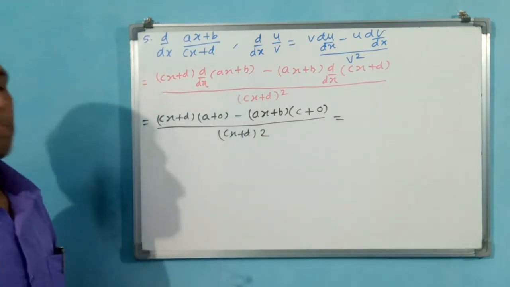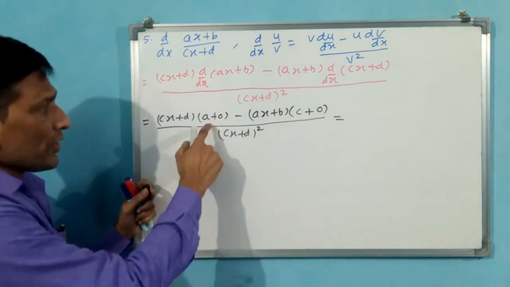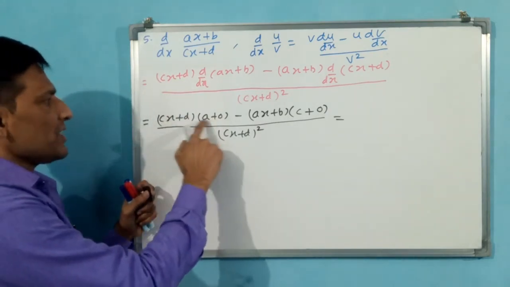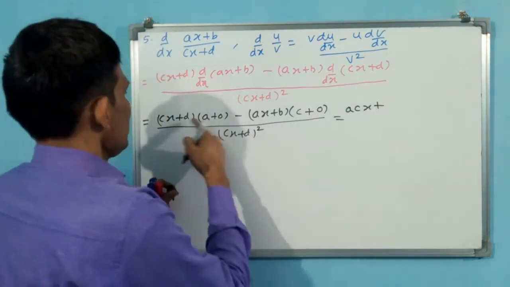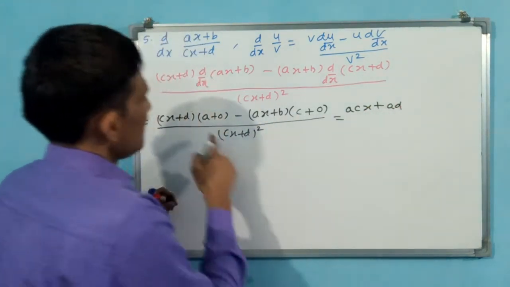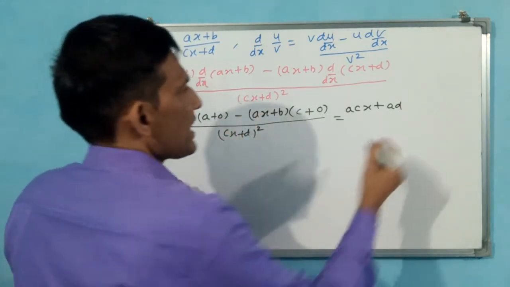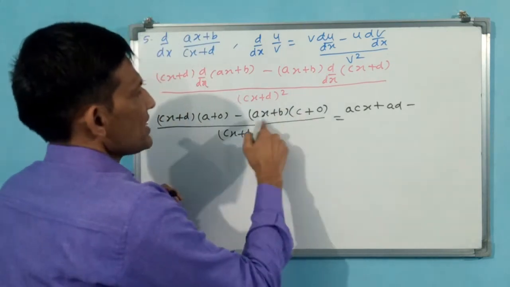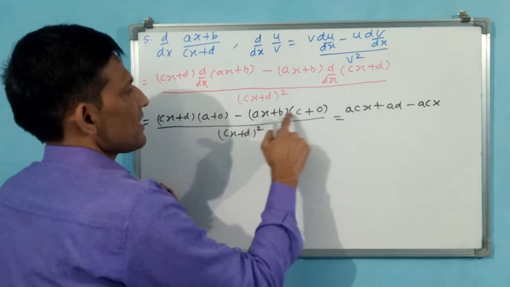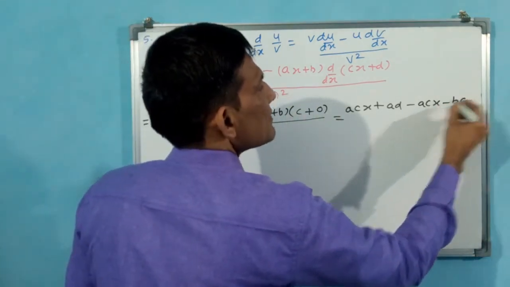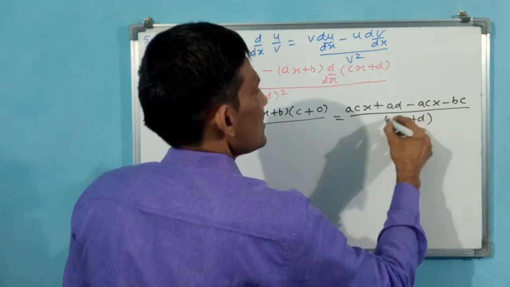Is it okay? Okay. This is not 2 whole square. Okay. Now you see a is there. I am sending inside, a into cx, like. Why? Because cancellation is going to happen. acx plus ad. Why? Because a plus 0 is a only. Okay. Here also you see minus acx. Again see minus is there. Minus bc, divided by (cx plus d) whole square.